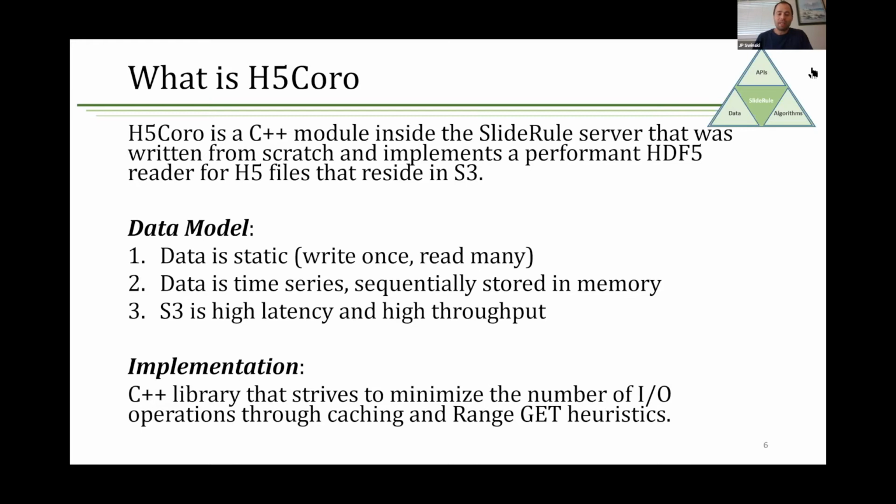Well, because of these characteristics, the library strives to minimize the number of IO operations as much as possible. So even if we have to read more data, our main goal, because of the high latency of S3, is we don't want to issue an IO operation unless we absolutely have to. And so we do that through two main things: different caching techniques and heuristics that try to build intelligent range gets to S3.